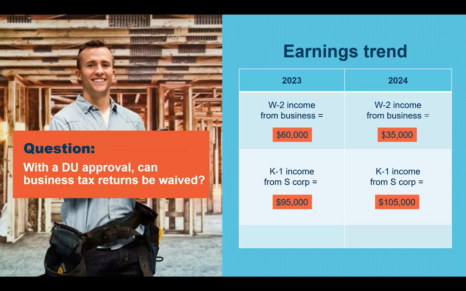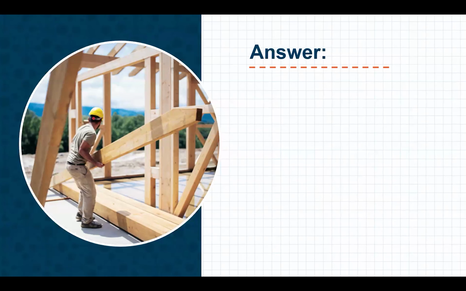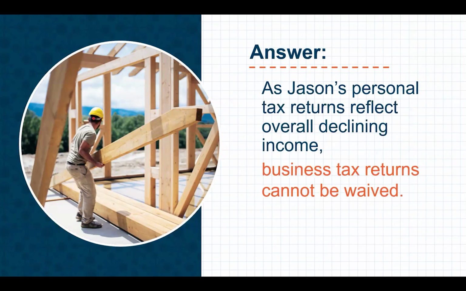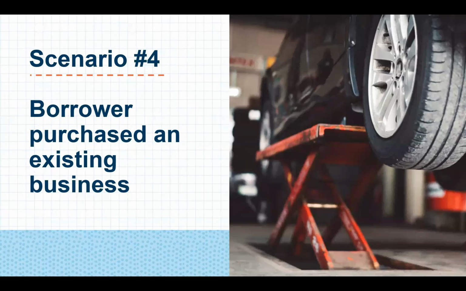In this case, we would need to look at the overall earning trends. In 2023, the total earnings were $155,000, and in 2024, they were $140,000. So the answer is, as Jason's personal tax returns reflect overall declining income, business tax returns cannot be waived. Moving on to another scenario.